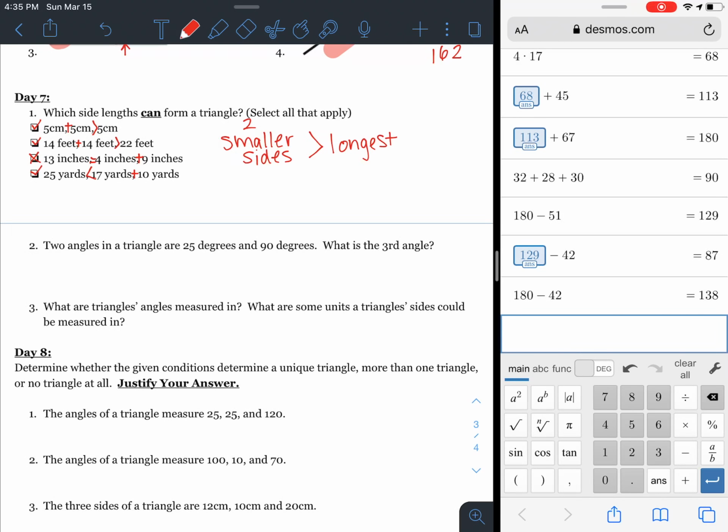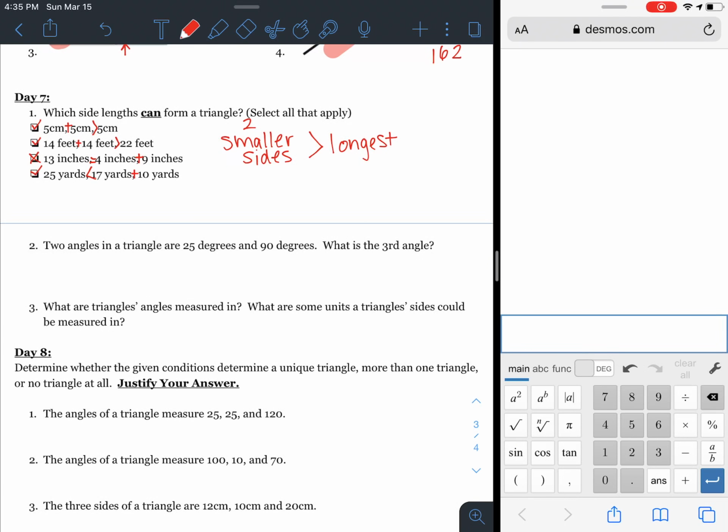Number 2, two angles in a triangle are 25 and 90. What's the third angle? All triangles have to equal 180. So 180 minus 90 minus 25, 65.